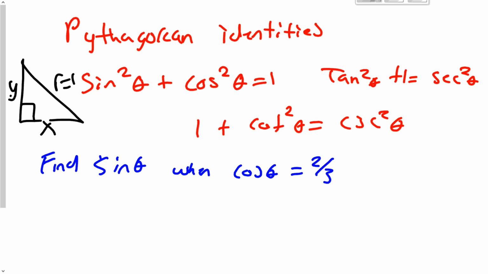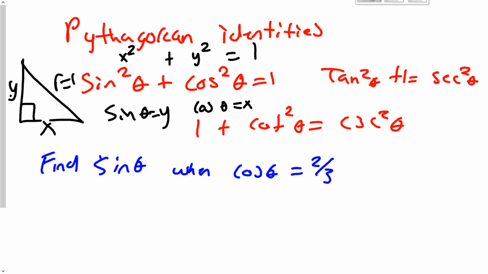basically our sine would be y over 1. So sine of theta would equal y, and cosine of theta would equal x. So we can see we get x squared plus y squared equals 1. And since y equals sine and x equals cosine, if r equals 1, then we have sine squared of theta plus cosine squared of theta equals 1.